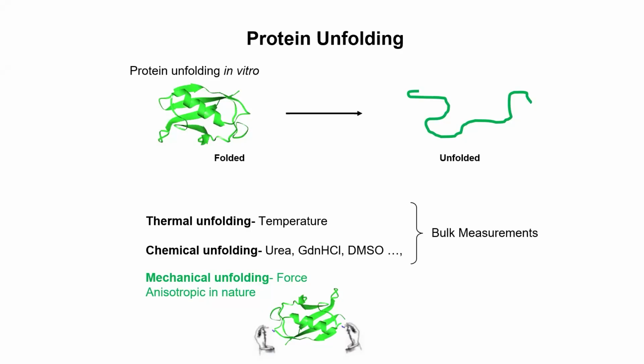But mechanical force is not that way. Mechanical force is anisotropic in nature. If I apply a mechanical force on somebody, it is only applicable to that particular region, right? It doesn't get transduced. So because of the anisotropic nature of mechanical force, most of the unfolding in the cellular environment happens by mechanical force. That is something you should understand: mechanical force is always applied on single molecules.